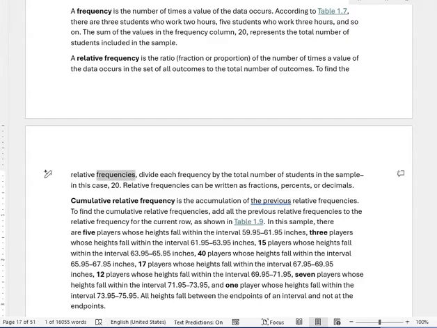To find the relative frequencies, divide each frequency by the total number of students in the sample, in this case, 20. Relative frequencies can be written as fractions, percents, or decimals. Cumulative relative frequency is the accumulation of the previous relative frequencies. To find the cumulative relative frequencies, add all the previous relative frequencies to the relative frequency for the current row, as shown in Table 1.9.